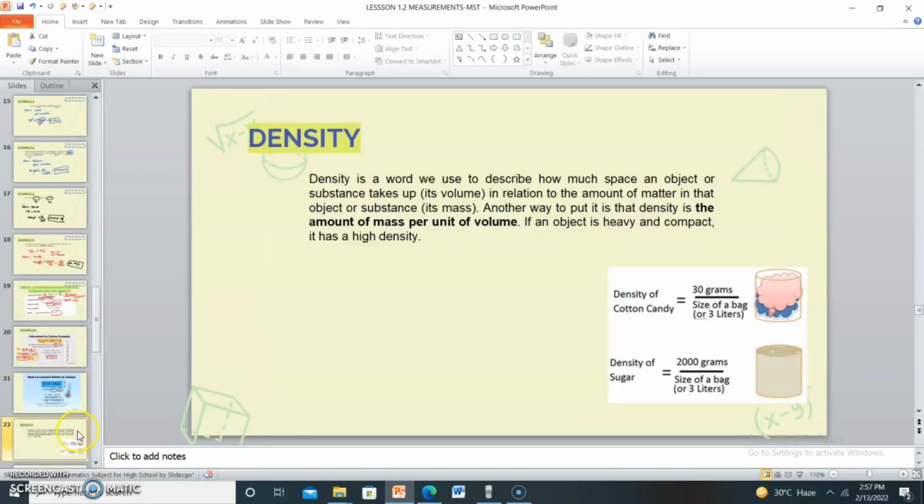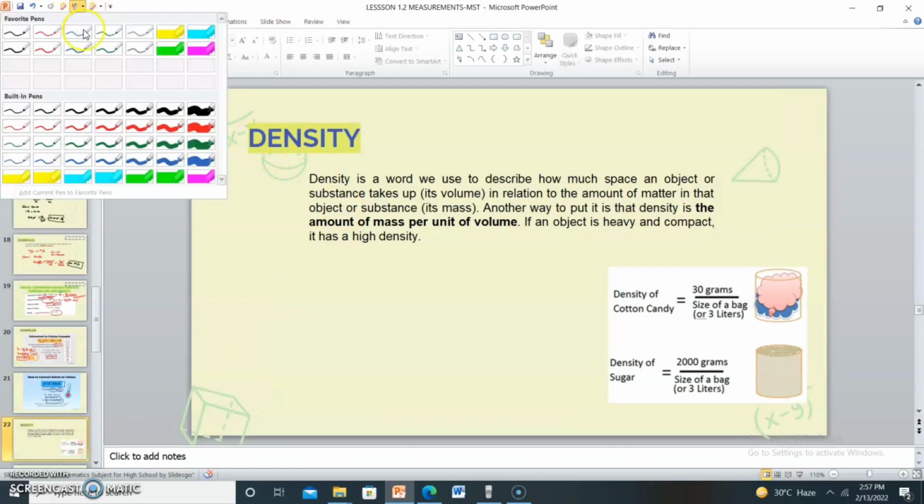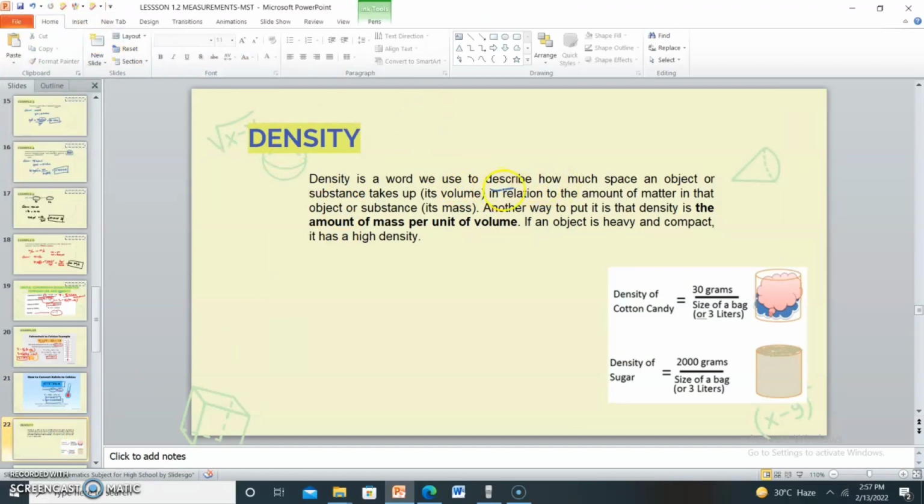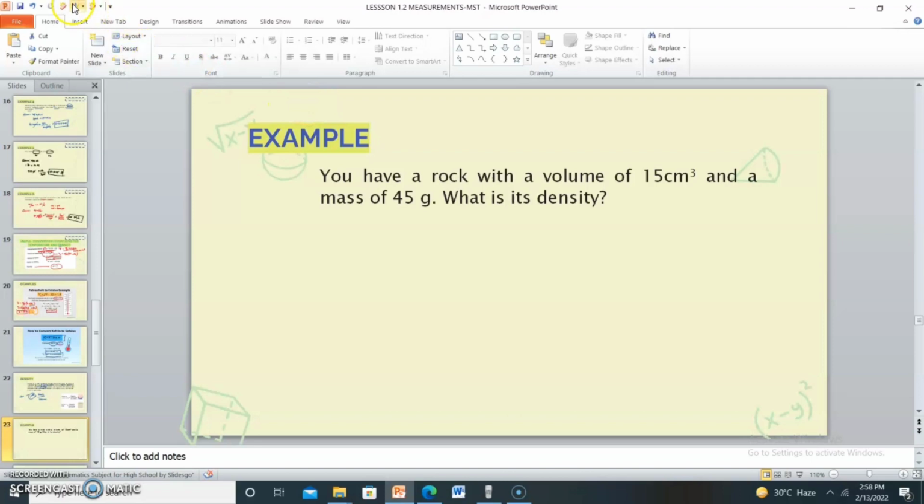So, next is the density. Density is used to describe how much space an object takes up, or its volume, in relation to the amount of matter in the object or substance, that is mass. Another way to say it, that is the amount of mass per unit volume. So, density equals mass over volume. This is the symbol rho. That is the density.